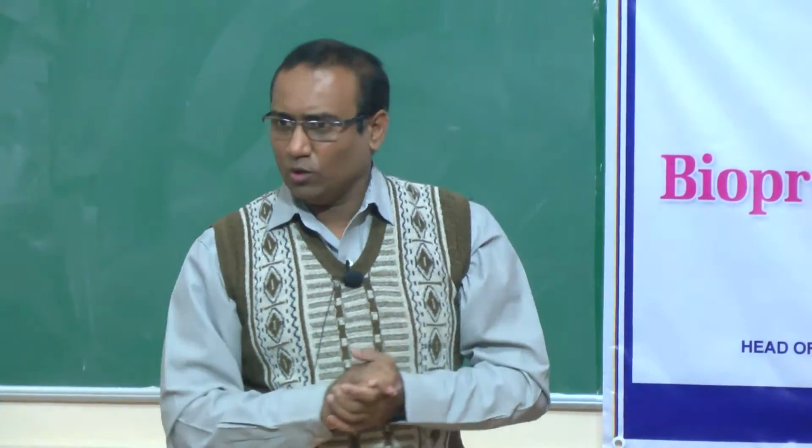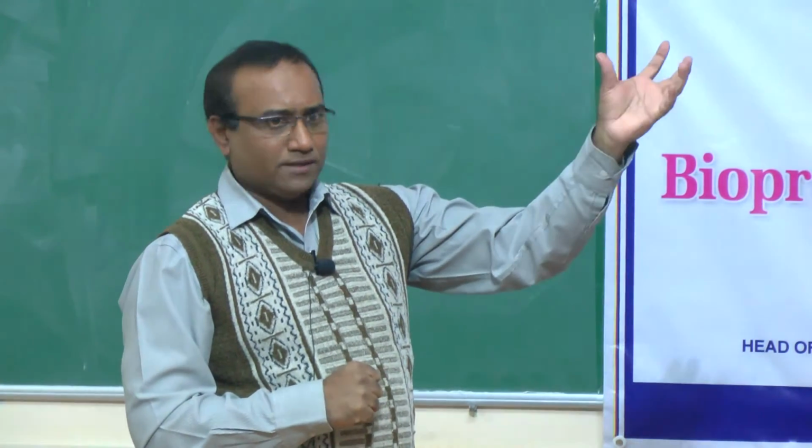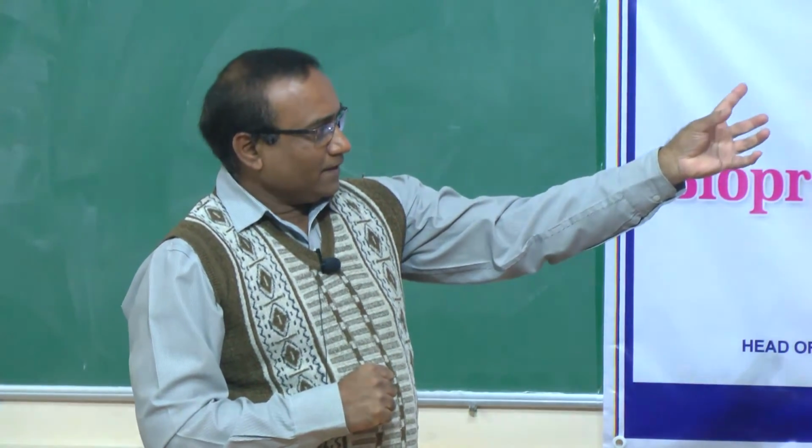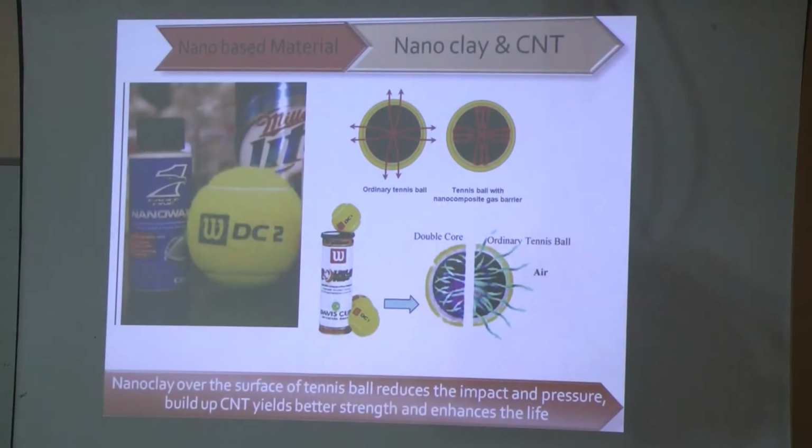And these are a few of the old examples which are already existing in the market. So what exactly is this? Take a simple tennis ball, and you see how you can make use of nanotechnology in this kind of product. If you look at the right side, two balls are there: an ordinary tennis ball and the tennis ball with nanocomposite coating. So what is done is you have the core, on that you have a nanocomposite coated, and on that you have the outer covering.